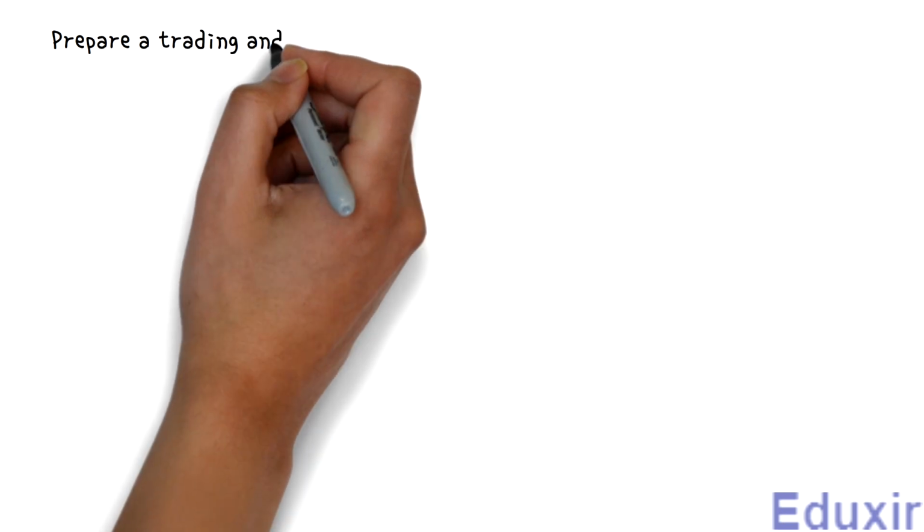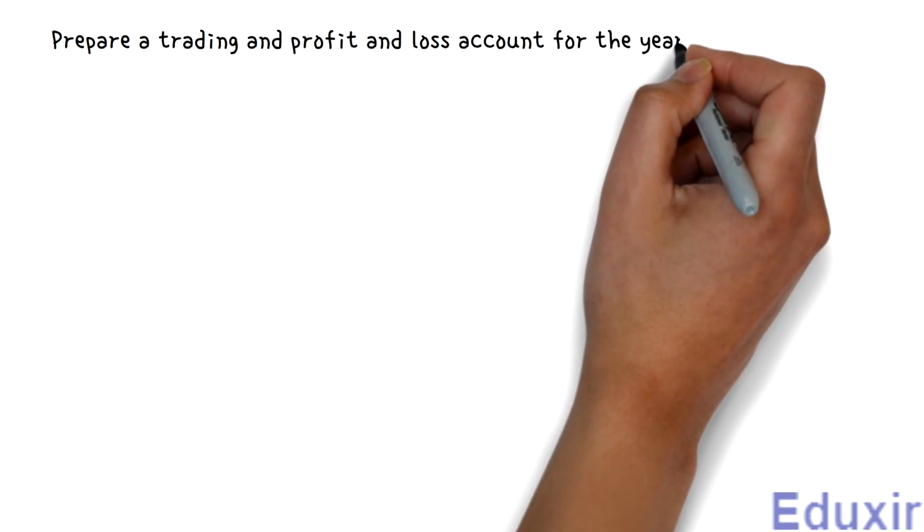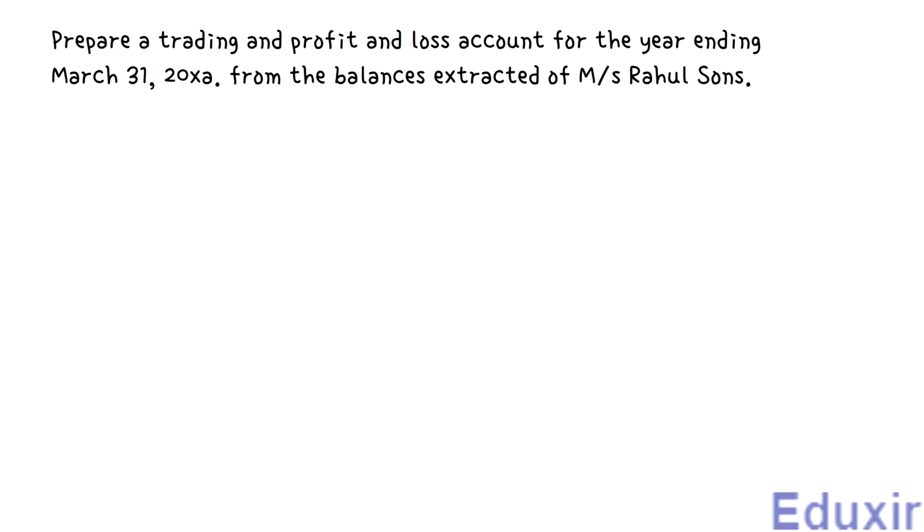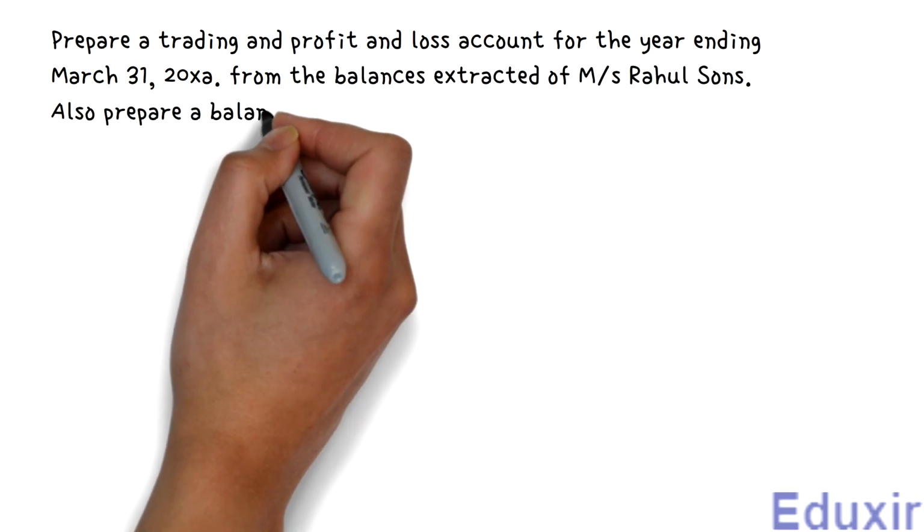Prepare a trading and profit and loss account for the year ending March 31st, 2000 XA from the balances extracted of Messrs. Rahul Sons. Also prepare a balance sheet at the end of the year.